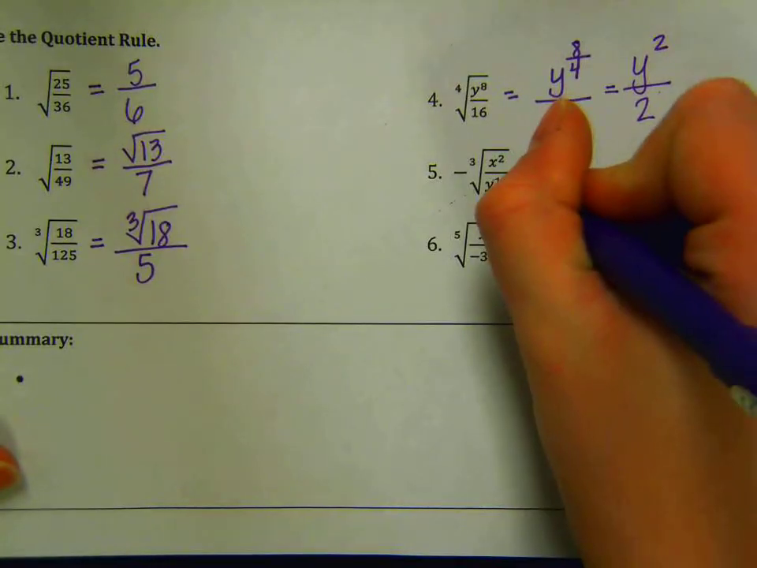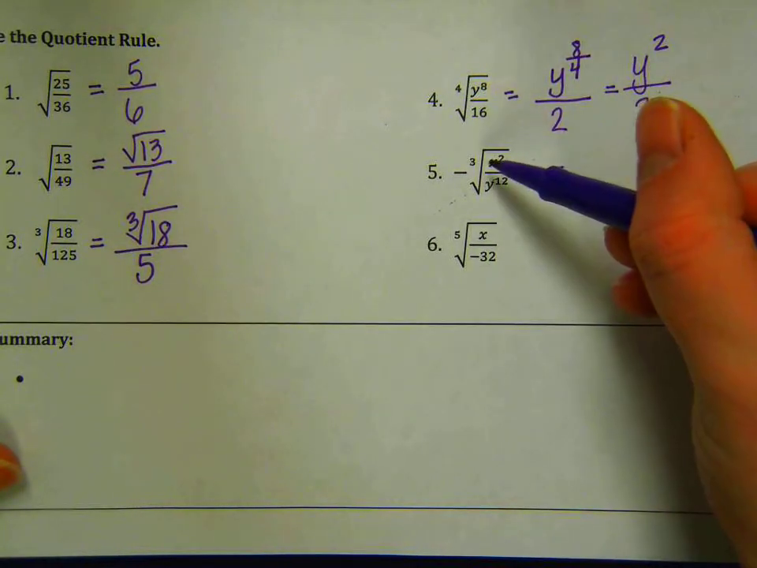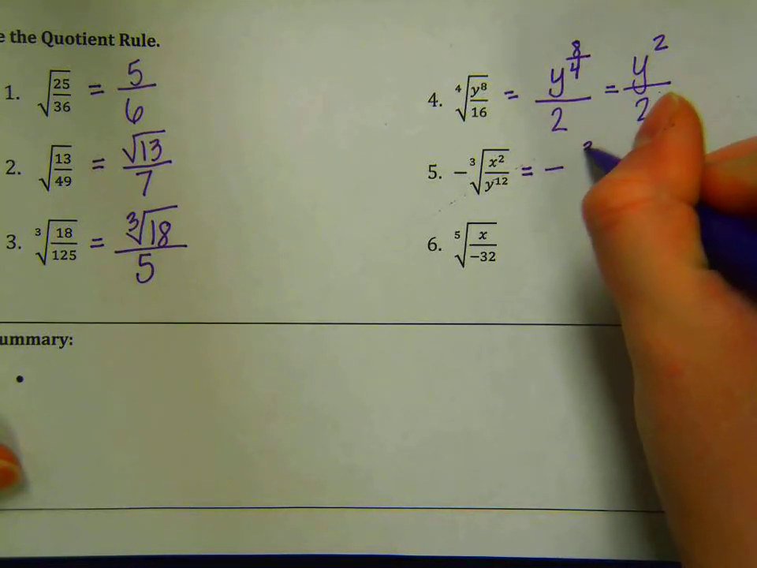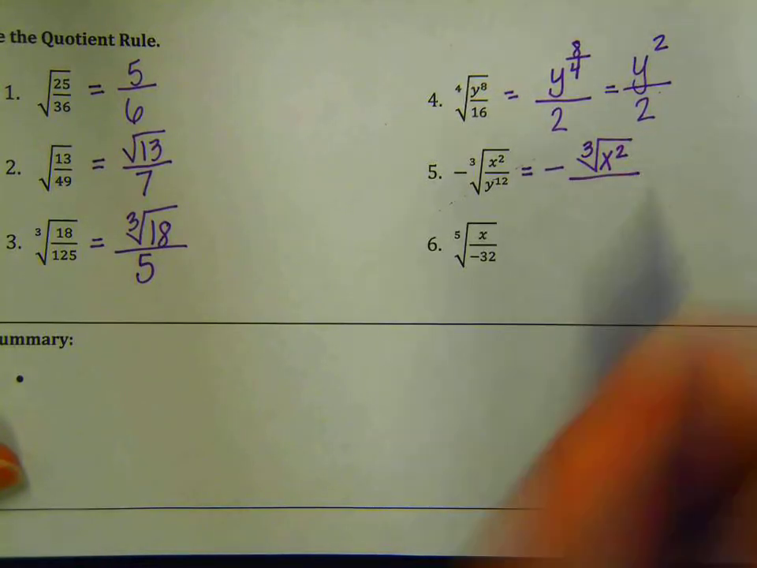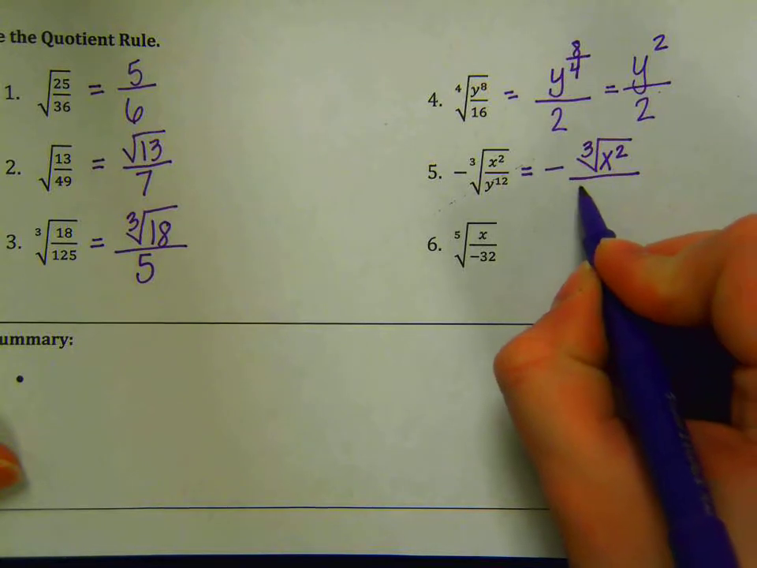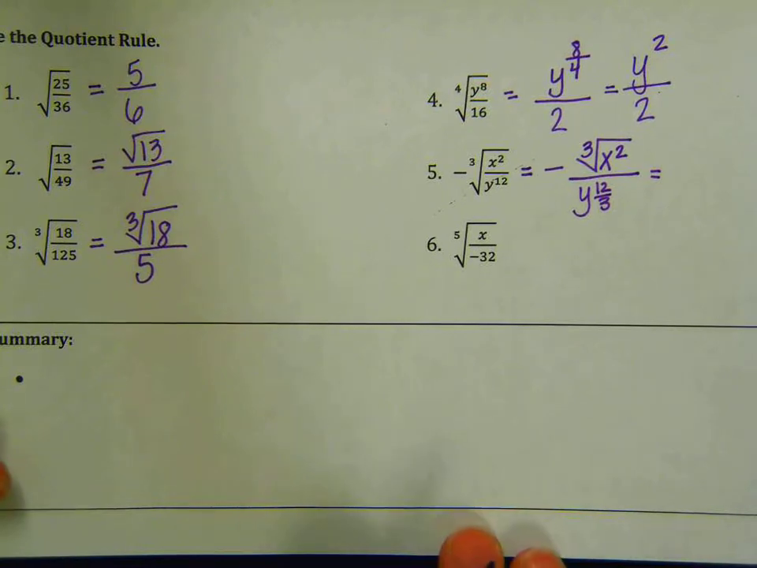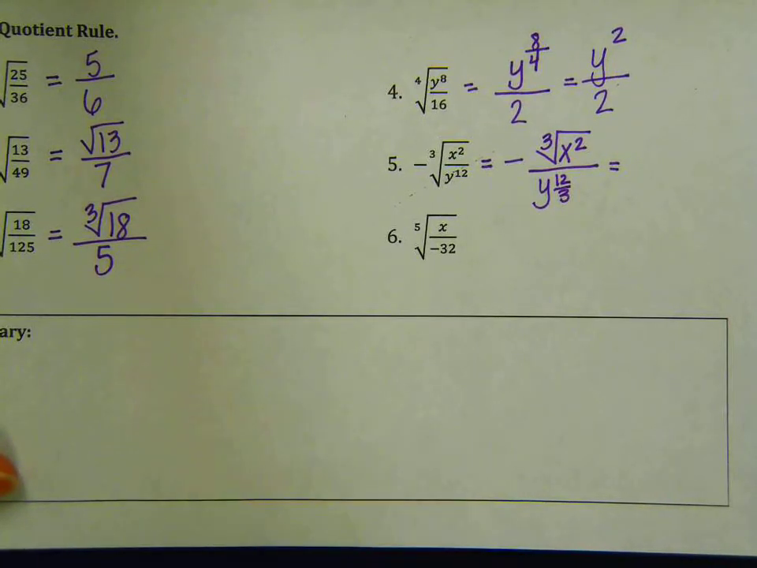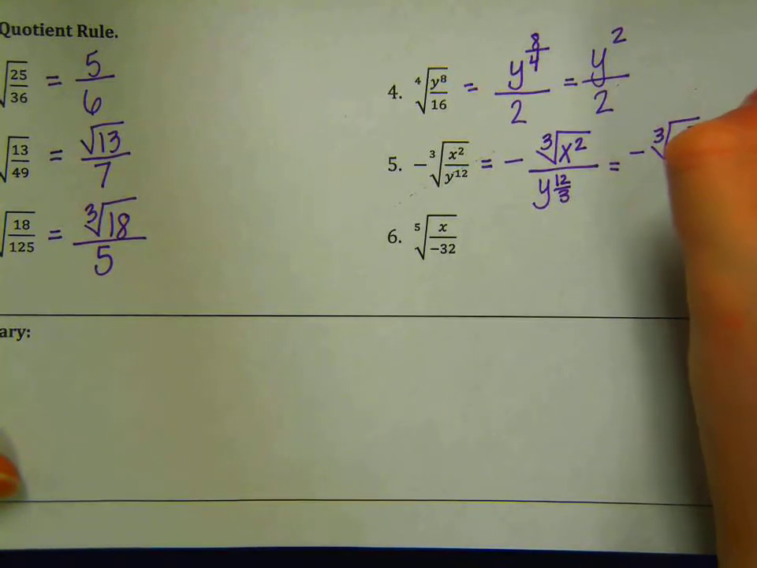Okay, number 5. The negative is on the outside, so what does that mean? When do I apply it? After, good. So negative goes on the outside. And then I can't simplify the cubed root of x squared, so I'm just going to write it as the cubed root of x squared. But in the denominator, I can simplify that one, so I'm writing that as y to the 12 over 3. And what's 12 divided by 3? 4, right. So I'll have negative cubed root of x squared in the top as my numerator. And in the denominator, I have y to the 4th.